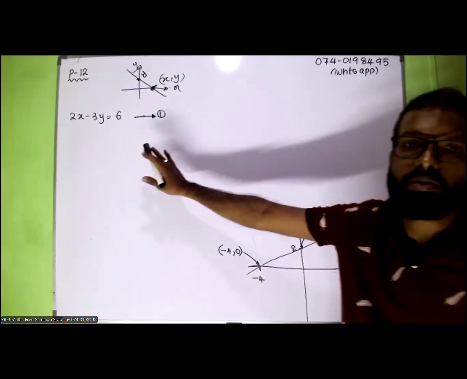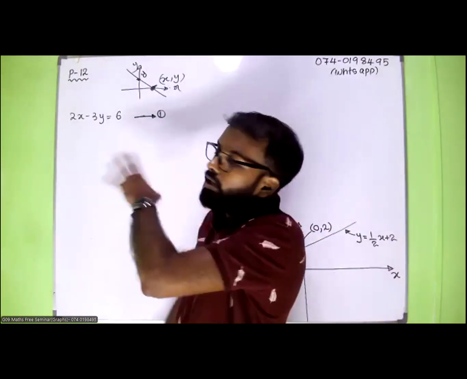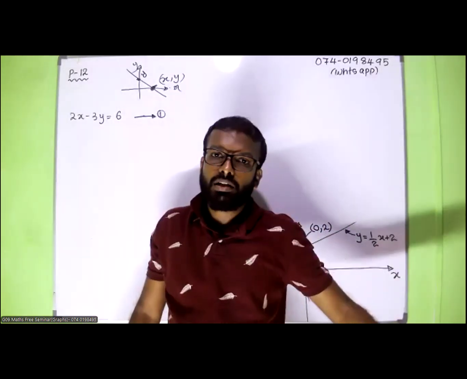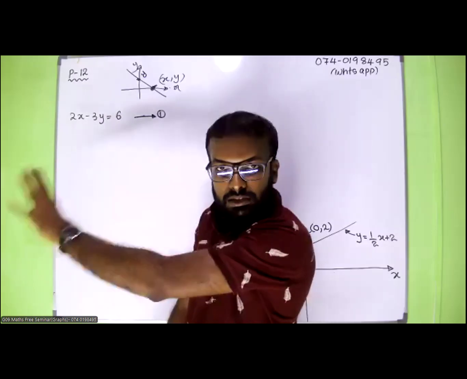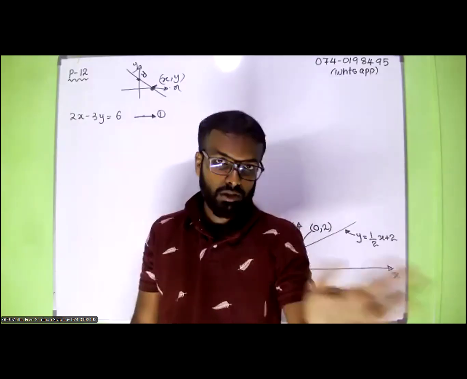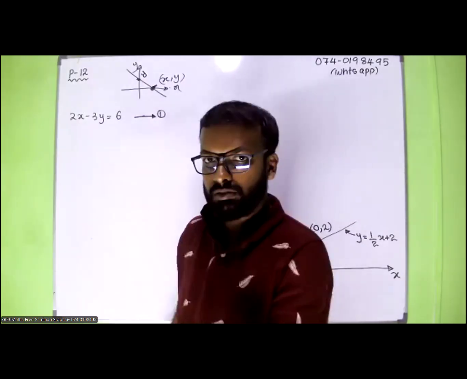You don't need to convert this into y equals mx plus c or whatever. Keep as it is. Substitute x equals 0 and substitute y equals 0 to get the intersection point of both x-axis and y-axis. Done. Right? So let's do.